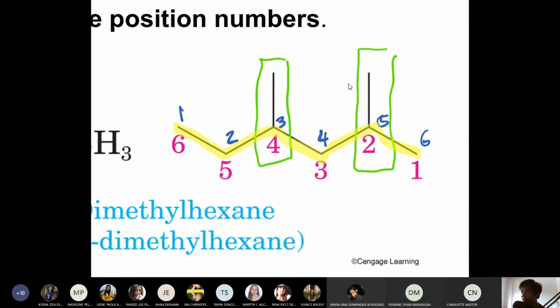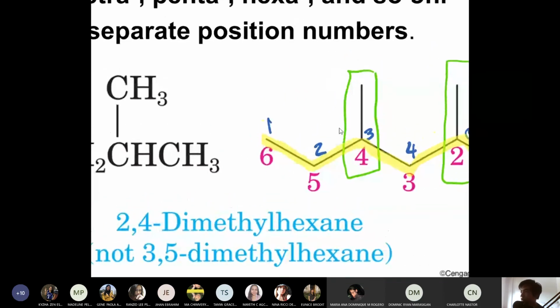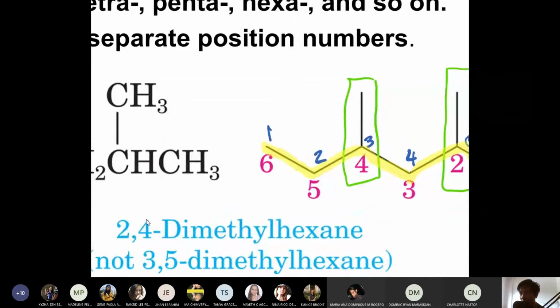So mapapansin mo, you have the same alkyl group, you have the same methyl substituent, pero ang location niya ay nasa 2 and nasa 4. So paano mo i-interpret yan? To interpret that, ganito lang. So you write 2, 4. So ano meaning nun? Meron ka sa 2, meron ka sa 4 na methyl. So 2, 4 meaning nun on the second carbon and on the fourth carbon, you have your methyl.